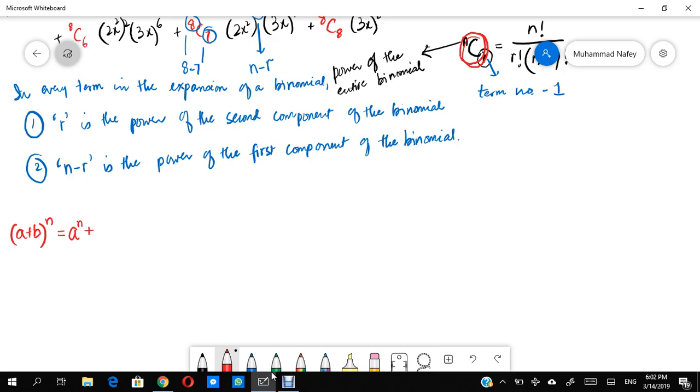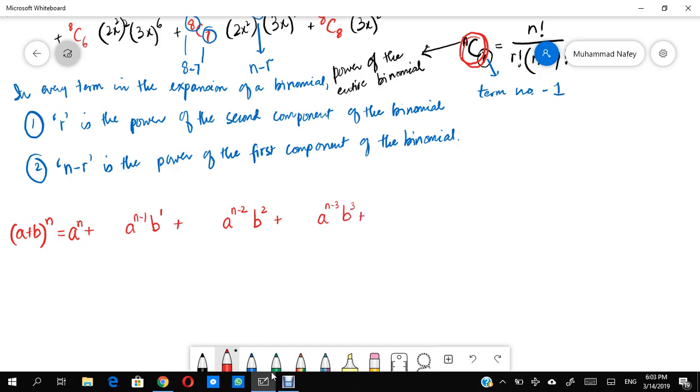In the second term, we would have a to the power of n take away 1, because we know that there is a decrease in the power of the first component of the binomial in every successive step, and again in the power of the second component. So it's b to the power 1 here. This is followed by yet another decrease in the power of the first component and yet another increase in the power of the second component. And again the same thing here.